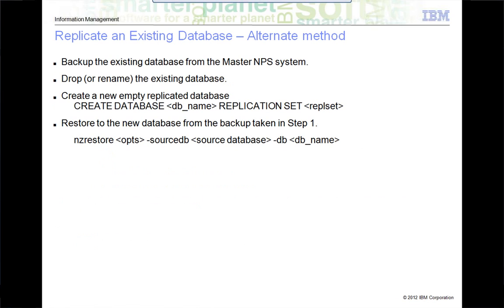Okay? So you can rename or drop those databases. You have to create new databases with those same names. So create database, DB name, replication set, add them to the replication set, and you can restore these databases from the backups that you just created. You can do so with the normal NZ restore command. You give options: the source database is whatever you used to backup, and the target database. This way, as the backups are restored into these databases, since they are just update transactions, they will be replicated over to the subordinate.